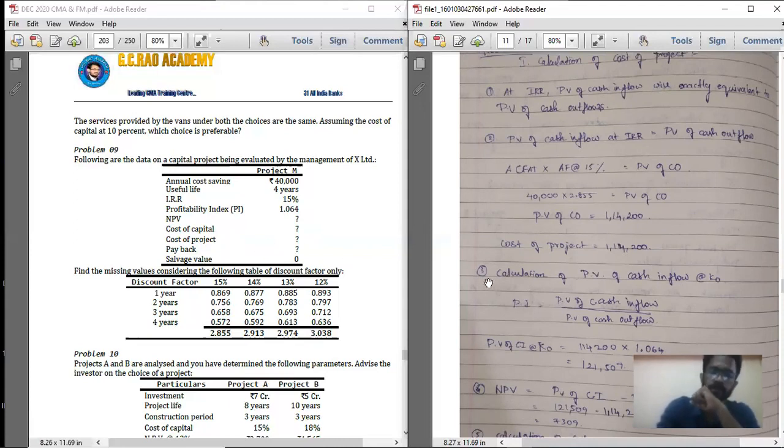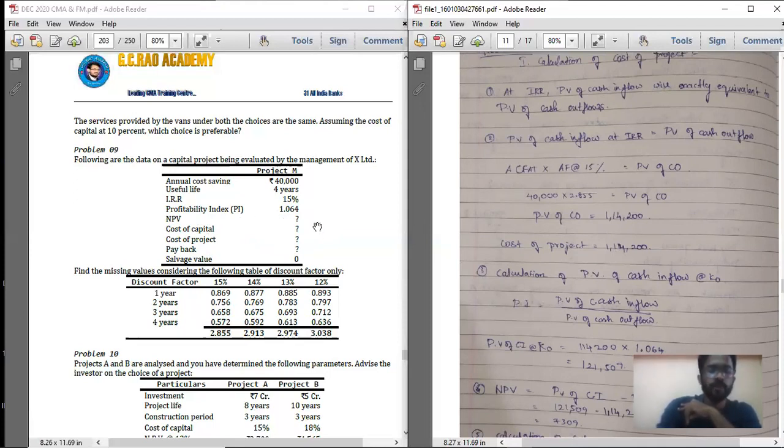Below that, point number 3. Next, what we are finding is, see, they have given profitability index 1.064. What is the formula for profitability index? Present value of cash inflow divided by present value of cash outflow. So here we know the present value of cash outflow. We found that using the IRR formula. So 1,14,200. And we know the profitability index.